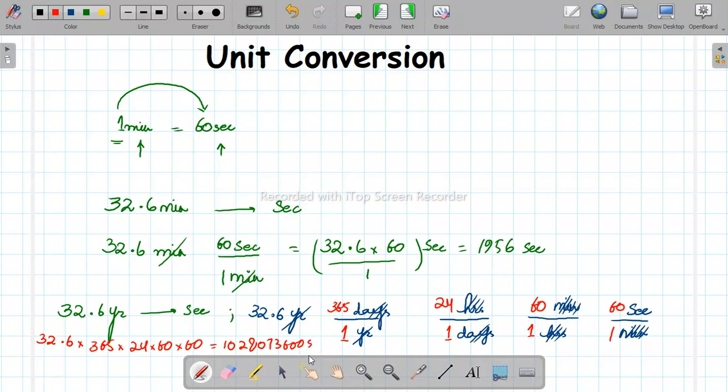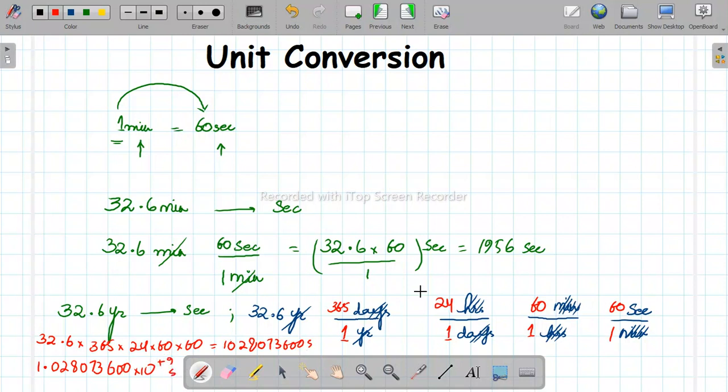क्योंकि इसमें कोई decimal point नहीं है, तो we'll just assume कि वो end पर है and then we'll just keep on shifting it to the left जब तक हमारे पास point से पहले वो number आ जाए which is greater than 0 and smaller than 10. All in all, we can write it as 1.0280736 × 10 raised to the power 9 seconds.